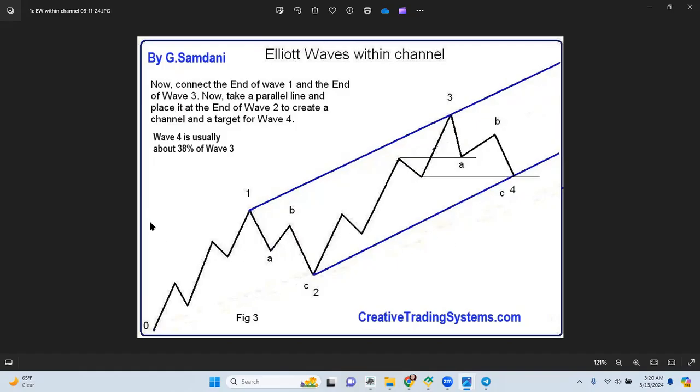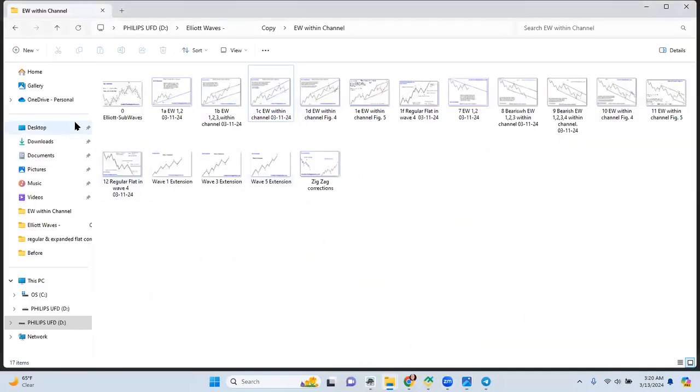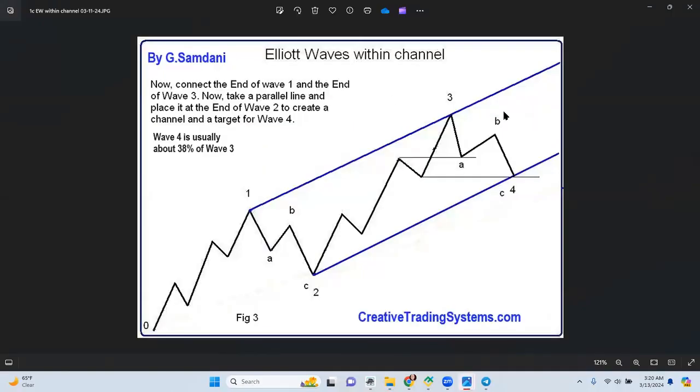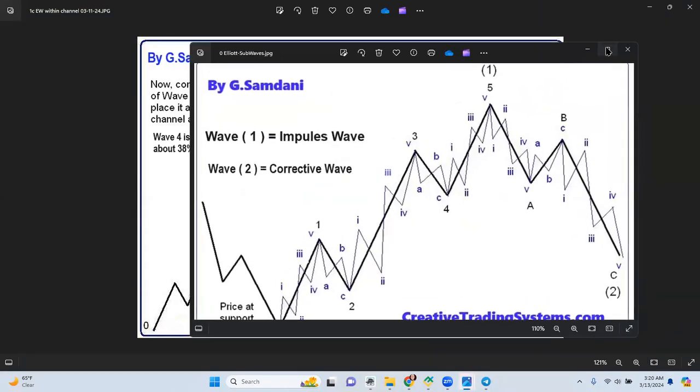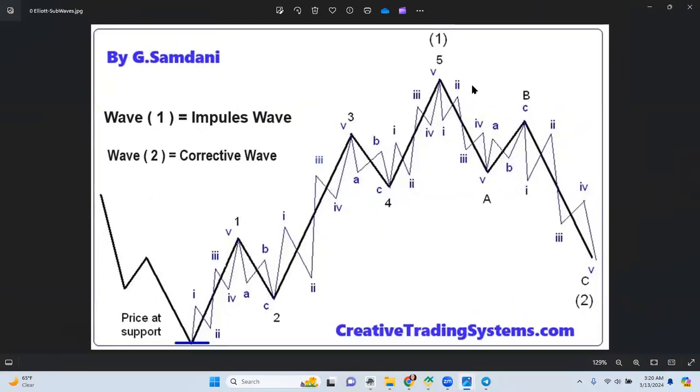Let me go a little bit back and see the starting point. This is the basic structure, right? Five waves up, three waves down. The impulse wave is 1, 2, 3, 4, 5, and once they're finished, it will be an A, B, C correction to the downside, or vice versa. Upside down, the same thing.